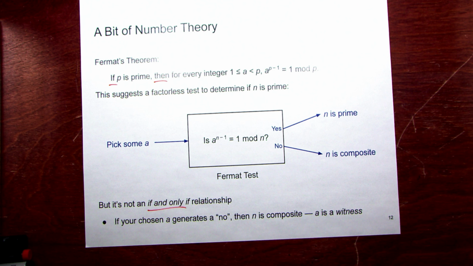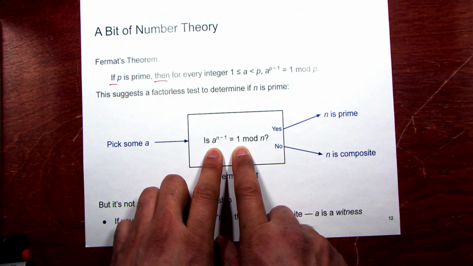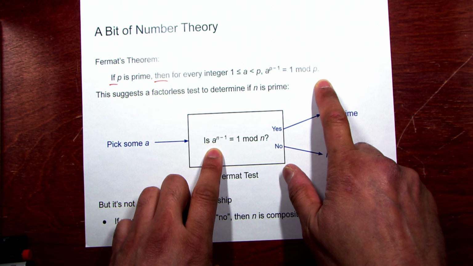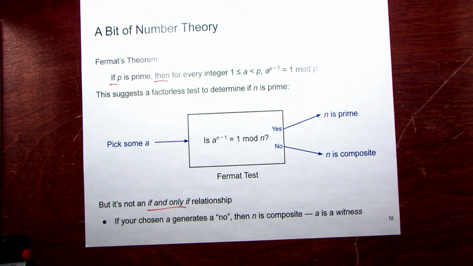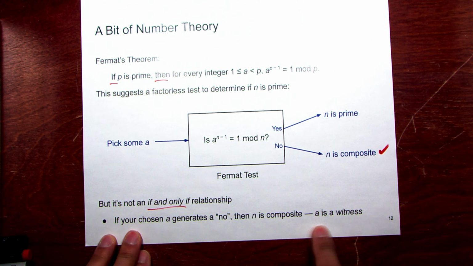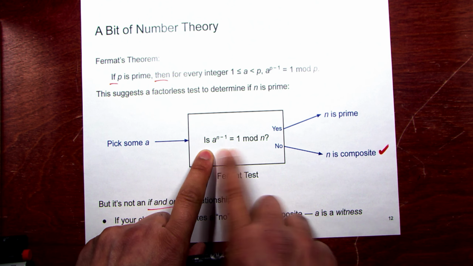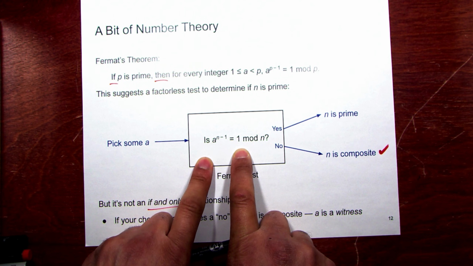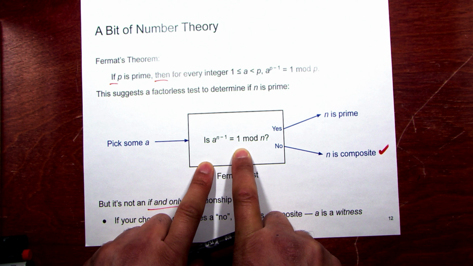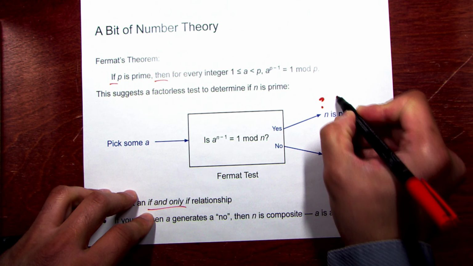In other words, if you find that a to the n minus 1 is not equal to 1 mod n, then you know it's not prime, for sure, because it's got to work for every a, but it didn't work. That's like a counterexample. It's actually called a witness, and it's proof that n is not prime. But if it happens that it works out to be 1, it might be prime and it might still be composite, because not every number will be a witness. So we might not know.